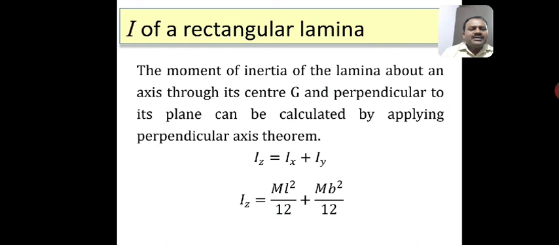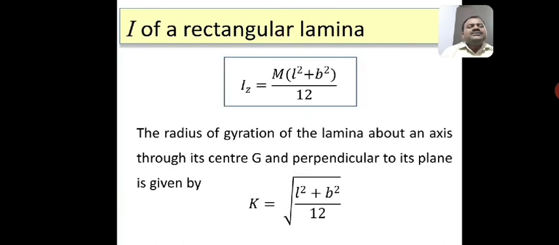Substituting for Ix and Iy, you will get Iz as mL square by 12 plus mb square divided by 12. So upon simplification, you will get Iz as m into L square plus b square divided by 12, and the corresponding radius of gyration of the lamina about an axis through its center and perpendicular to its plane is equal to square root of L square plus b square divided by 12.